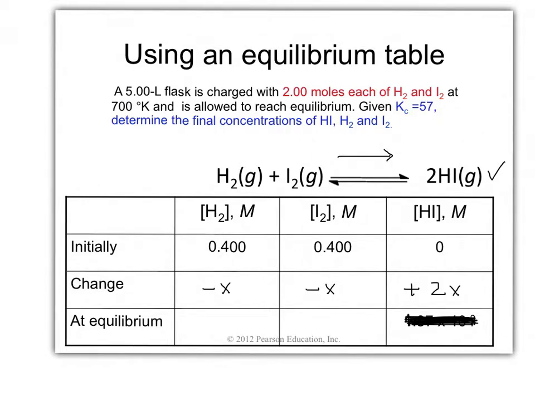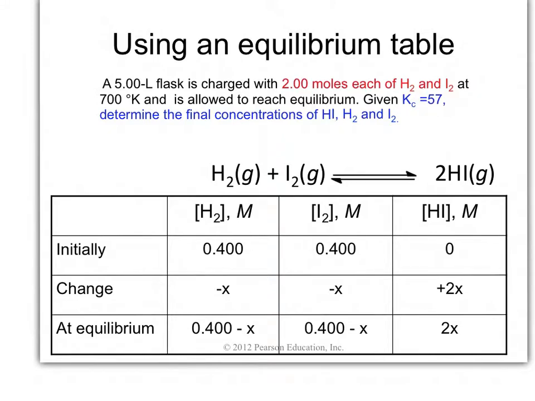Okay, at equilibrium then, if I add these two columns, I will get an expression for the concentration of that species. So 0.4 minus x for H2 and I2, and plus 2x for HI. And here is our completed equilibrium table that we're going to be using to make an equation that will give us the value for x.